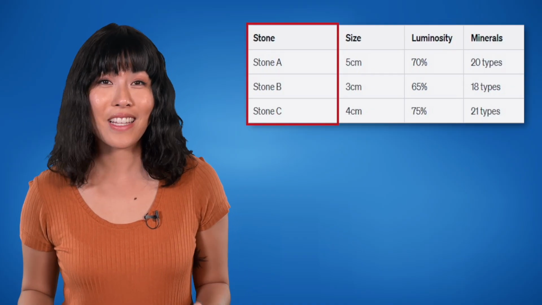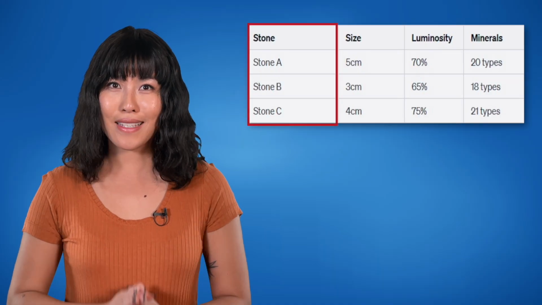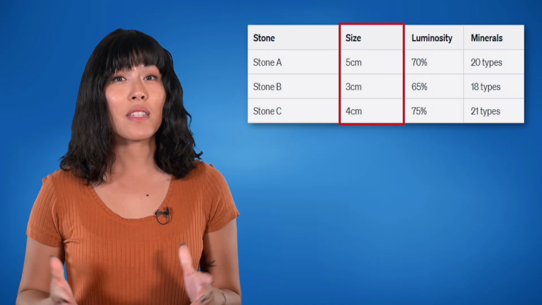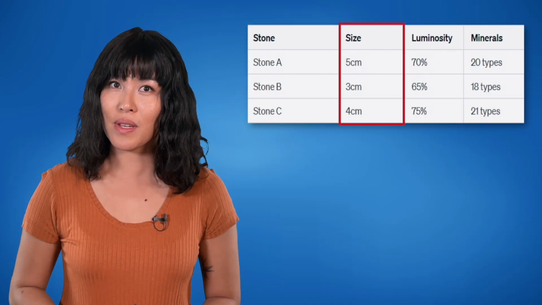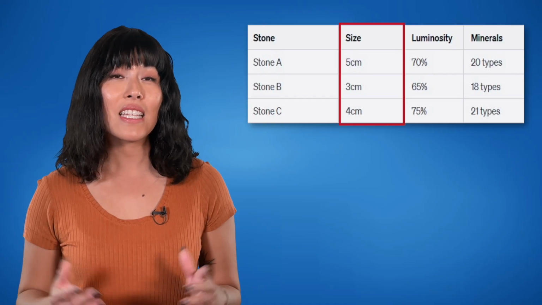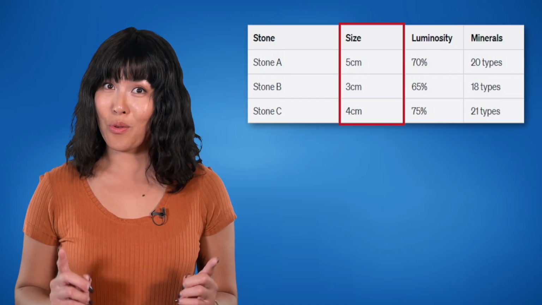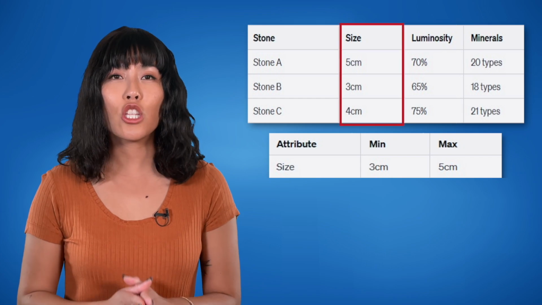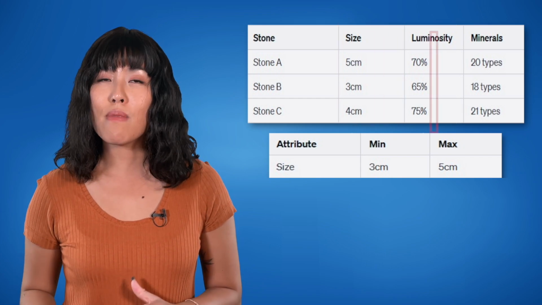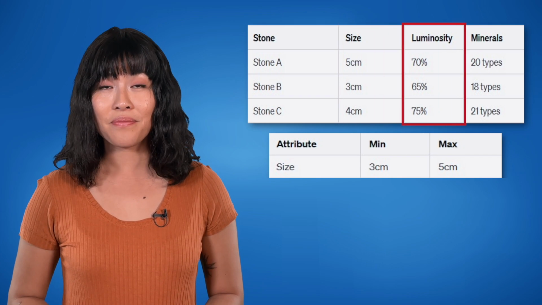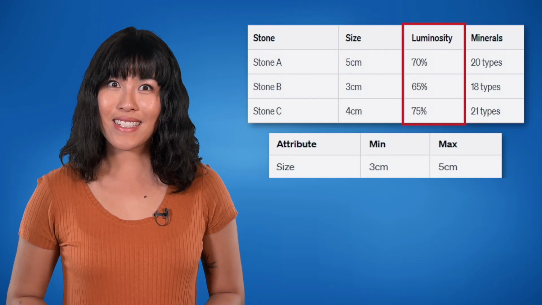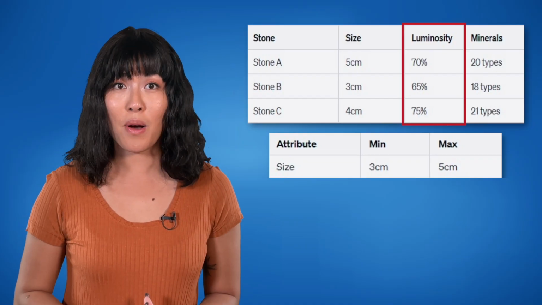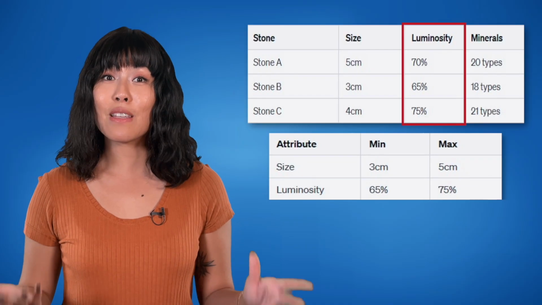Let's start by scanning the first category, size. It seems as if the smallest size is 3 centimeters and the largest size is 5 centimeters. We can record these in a new chart. Next, let's look at luminosity. What are the minimum and maximum values here? That's right, 65% is the minimum and 75% is the maximum.